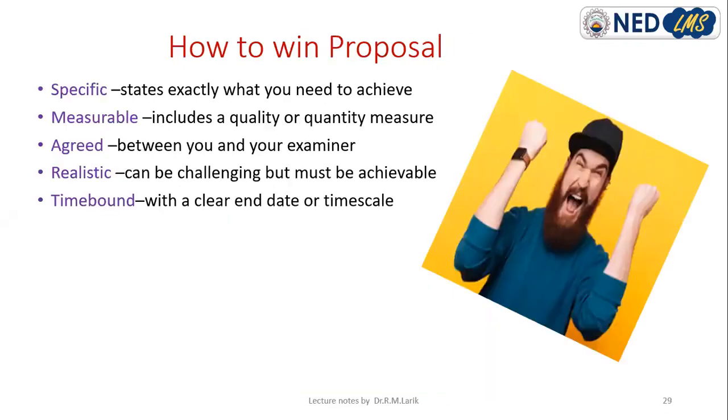So, how do you win the proposal? Obviously, you need something that should be measurable, should be agreed between you and the examiner, and should be realistic, right? Do not say you want to fly in the air, and do not say what is not possible, right? And you have a time bound. That's why you give a Gantt chart for that timeline. In that particular timeline, with those resources, you need to complete your research, right? So it should be in a meaningful way so that you can win the proposal, right?